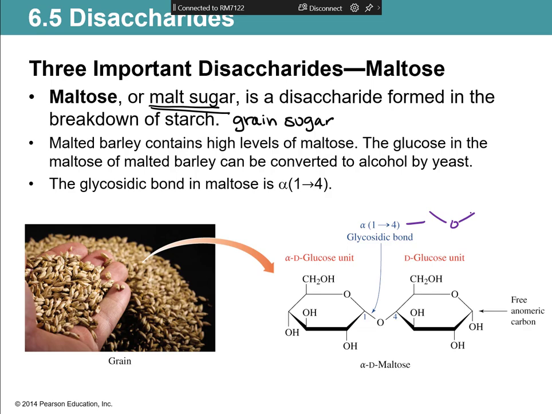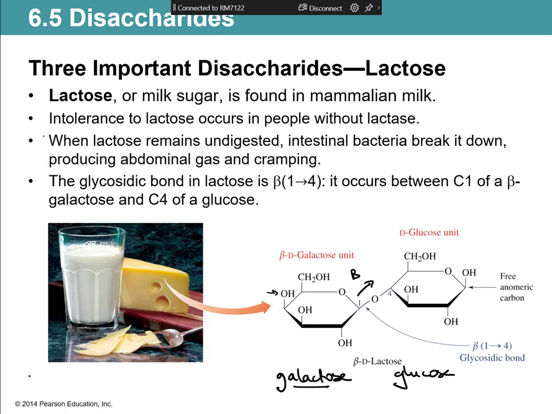Then we have the next one. So the next one, we have lactose. So lactose is a beta 1 to 4. So notice the angle goes up. So it's kind of an easy way to remember. Beta is always going to have kind of a diagonal arrangement. Alpha is always going to be more of a V if the two sugars are side by side.